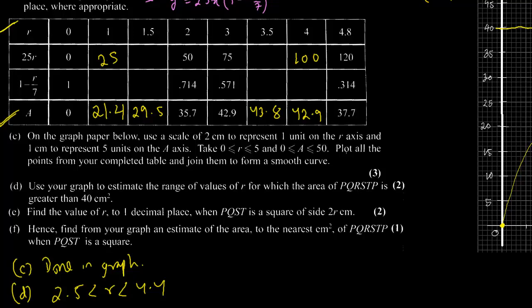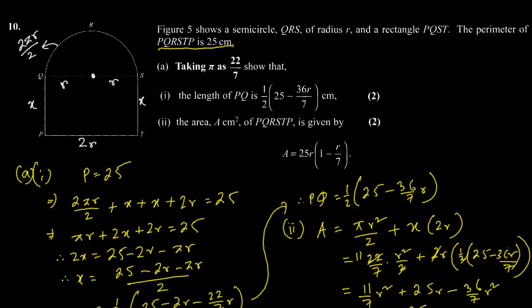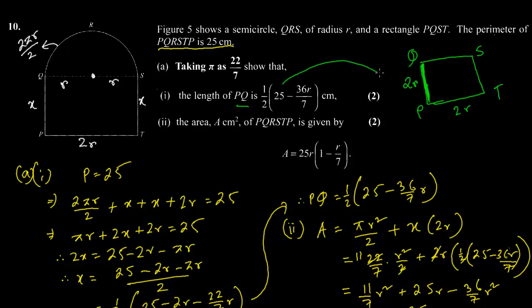So if it's a square, let's take a look at the picture. They're talking about this PQST. So this is P, this is Q, this is S, this is T. We already know this is twice R. They're saying what would be the value of R if PQ is also 2R, if it's a square. We know that PQ is represented by this. So this is algebra. Since this is already 2R, if this is a square, then what would be the value of R? So we know an expression for PQ.